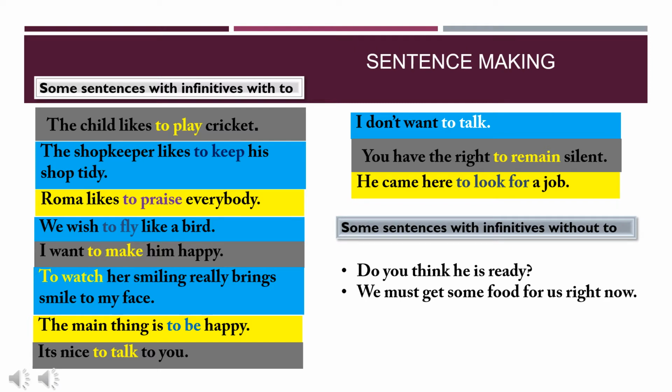Similarly, we wish to fly, like a bird wishes to fly. To fly is an infinitive. I want to make him happy. To make is an infinitive. Want to make. I want to make him happy.